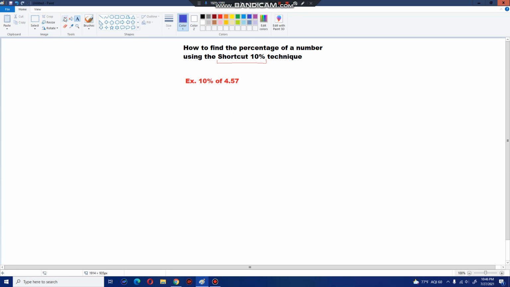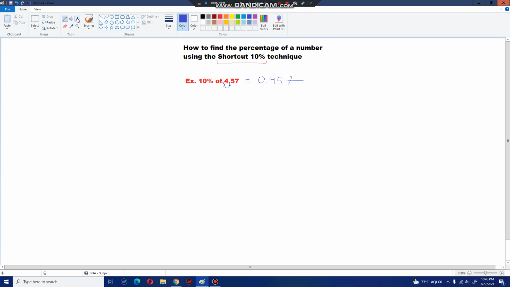Step number one, you simply start with where the decimal point is located, right over here, and you just jump one space to the left and put the new decimal point right in front. And there we go. 10% of 4.57 is 0.457. You see that? That's how you find 10% of any number. Start with the decimal point, locate it, and jump one space to the left.